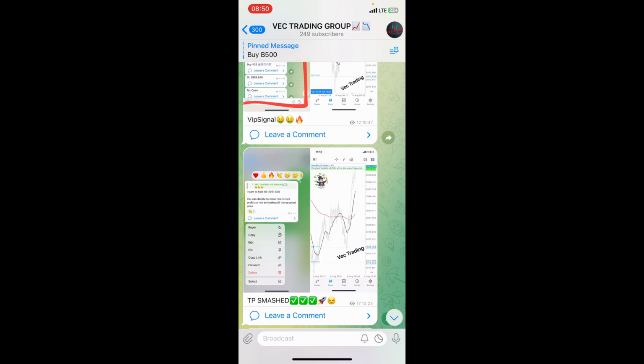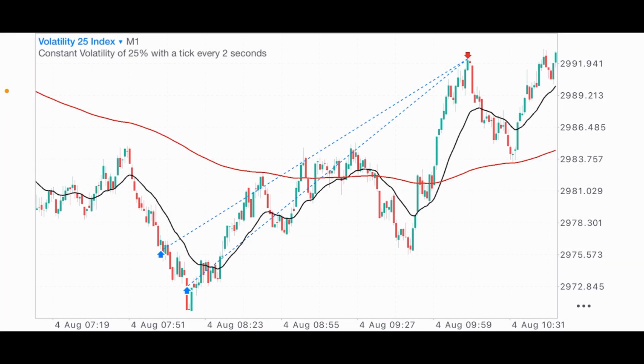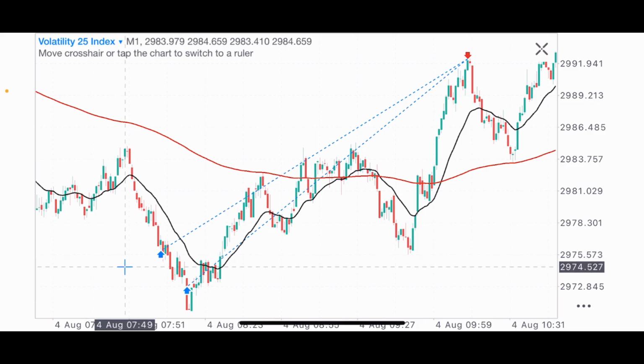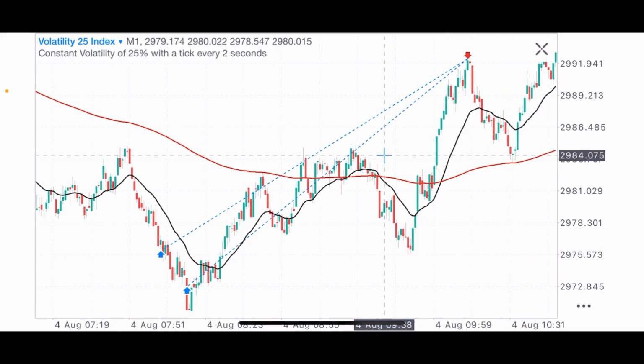So let's head on to the chart and analyze Volatility 25. You can see on my MT5, I took this trade. We bought here and we sold here. Okay, so let's analyze the chart together.